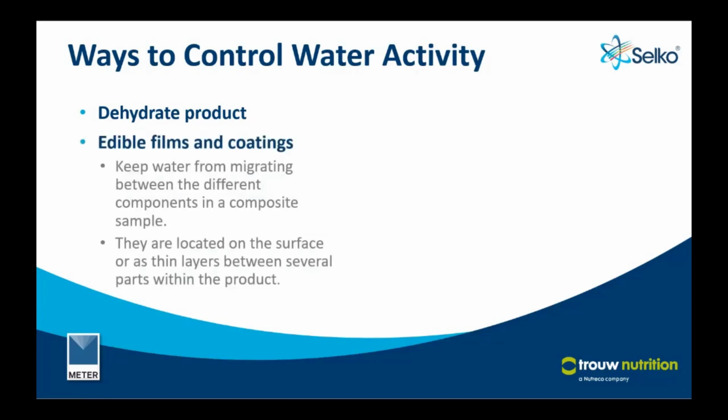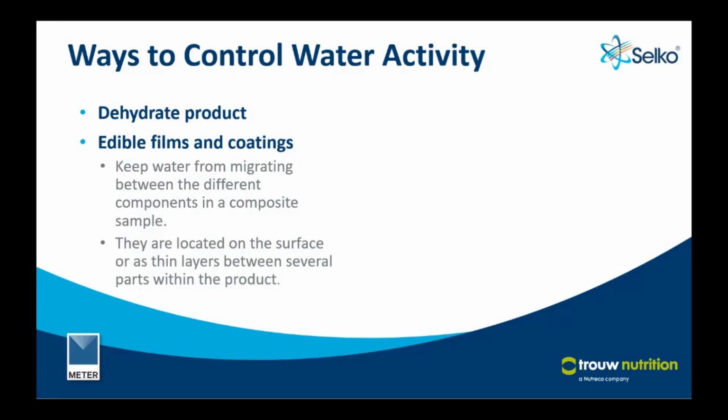Another thing that we can do is have edible films or coatings. And so this kind of prevents the moisture from being able to travel. Essentially, we're keeping it from moving. And so you can put a coating. I know in pet kibble, they'll put a fat coating on the bit, and that will keep the moisture in and not let it move.